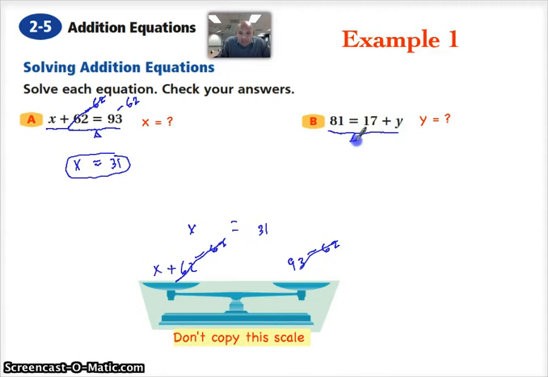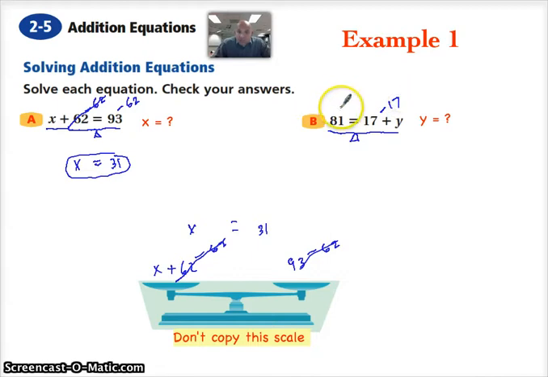And we're going to draw the fulcrum right underneath there. That's the pivot point. We see that we need to isolate the variable, get the variable all by itself on one side. And in order to do that, we need to undo the addition. We need to get rid of plus 17. How do we get rid of plus 17? Well, we subtract 17, because that's the inverse operation.